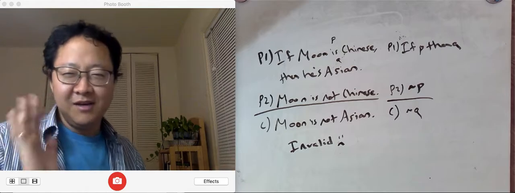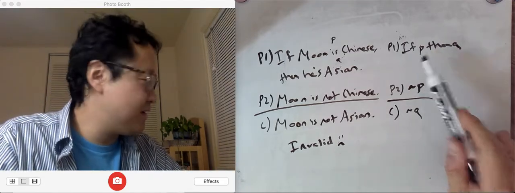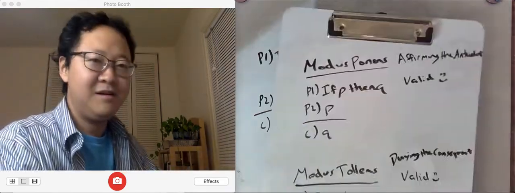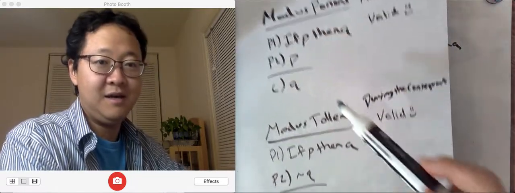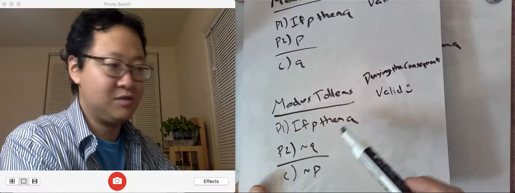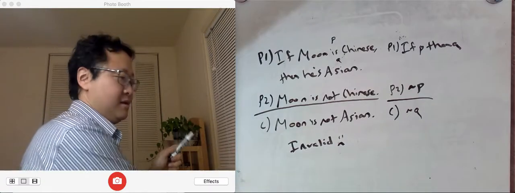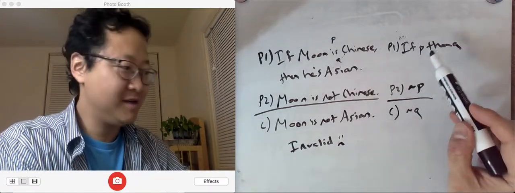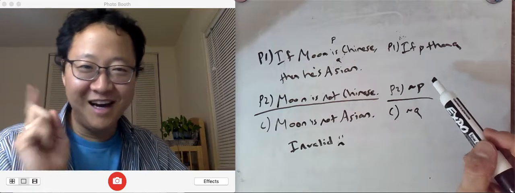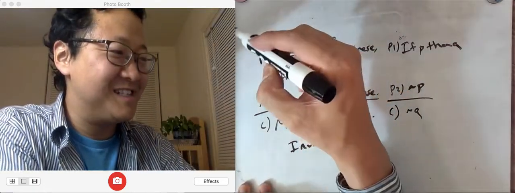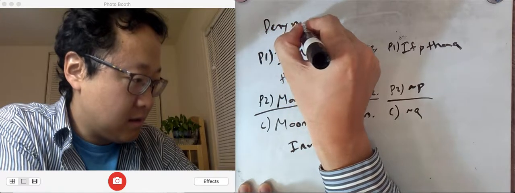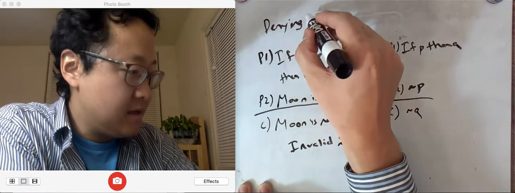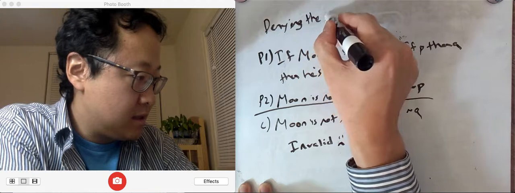Can you guess what this would be called? If you remember earlier, we called this one affirming the antecedent. We call this one denying the consequent. So what do you think this one's going to be called? It's going to be called denying the antecedent.